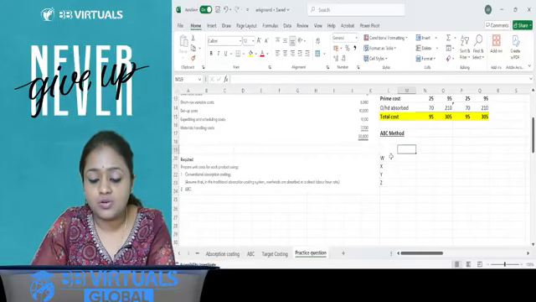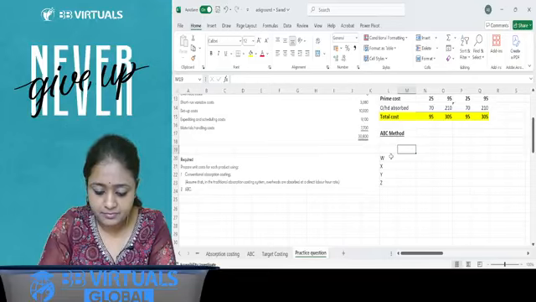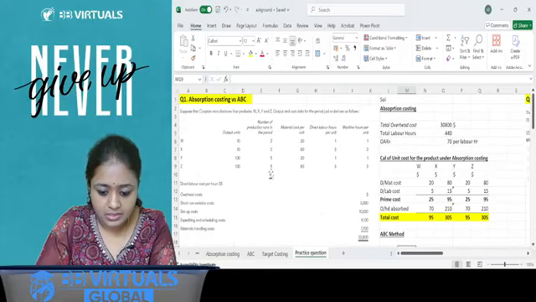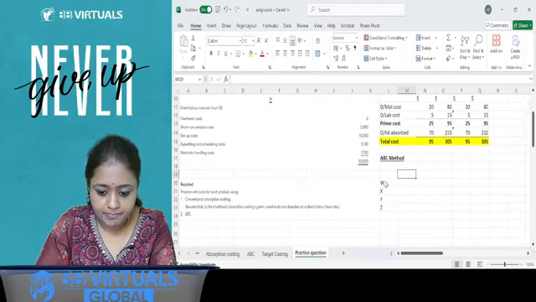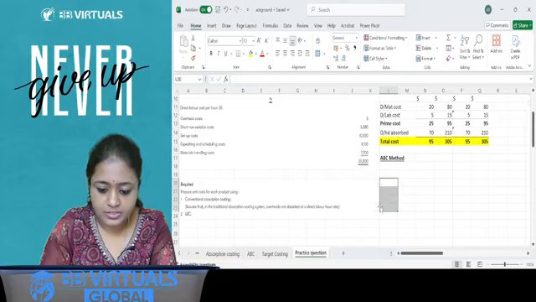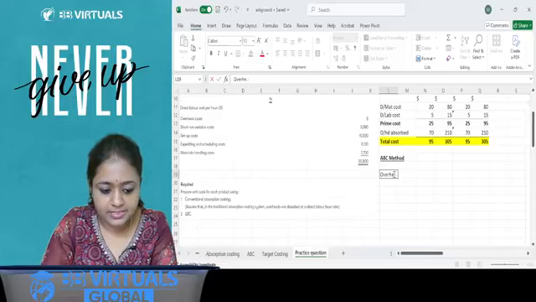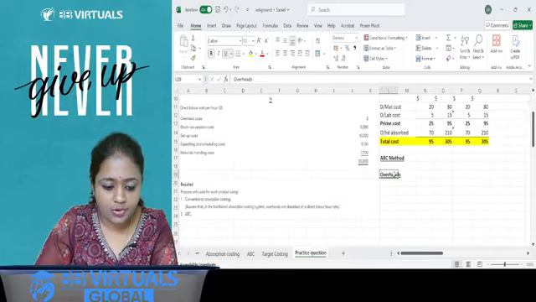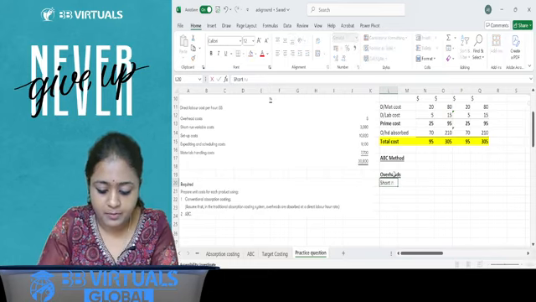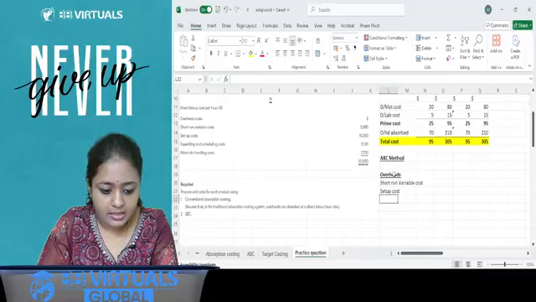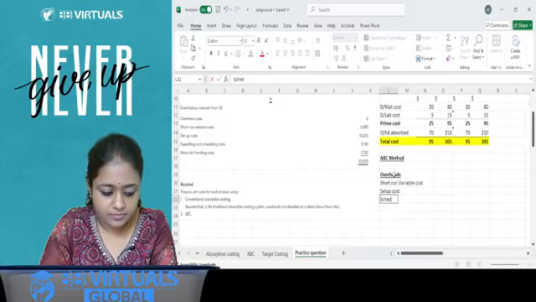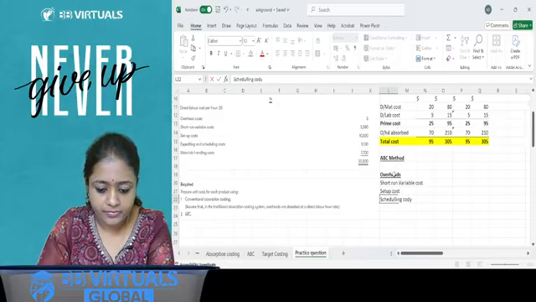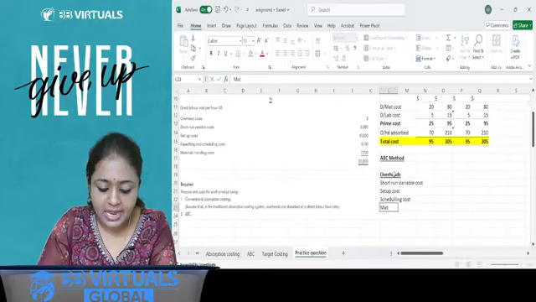Now let's list down the overheads. Overheads are the short run variable cost, setup cost, scheduling cost, and then we have material handling cost.